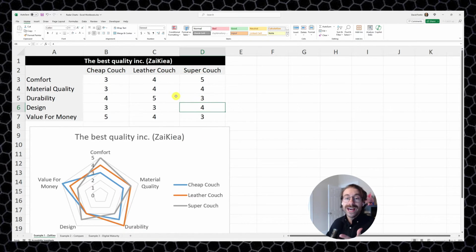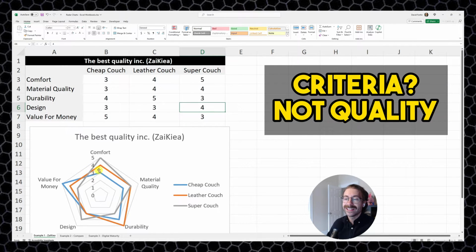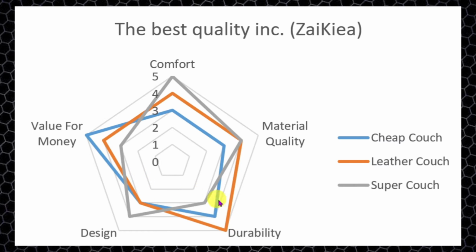So now we have a radar chart and we can pretty quickly see that the leather couch in orange is pretty steady at 4 for every quality, let's say it like that, but it is very durable. So we can see the orange line is going to number 5 for durability at the very bottom here.